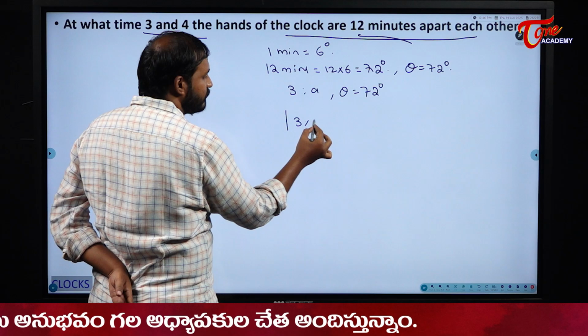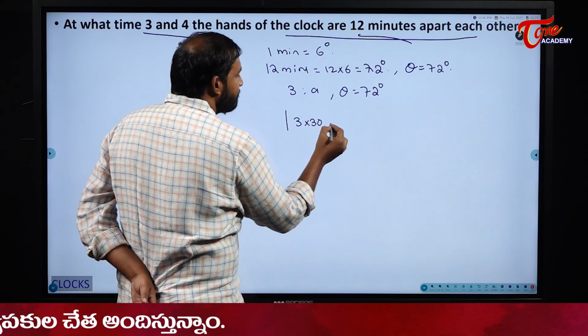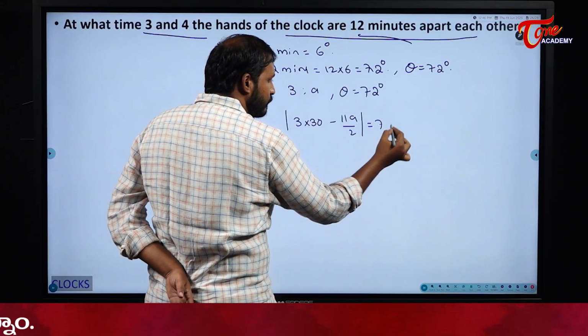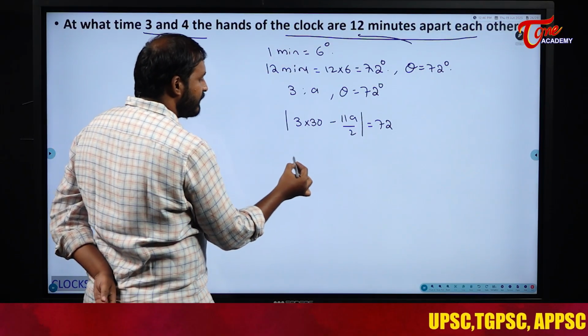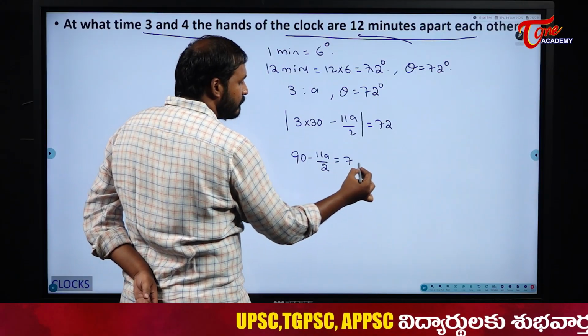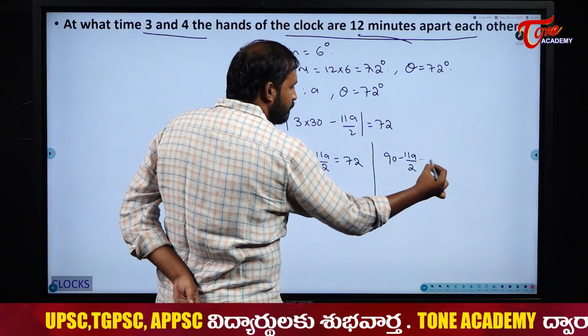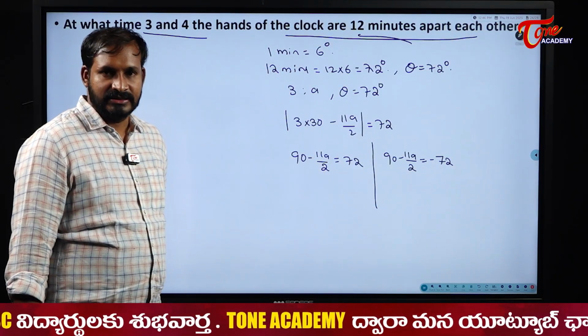Modulus of 3 into 30, because it is 3 o'clock, minus 11a by 2 is equal to 72, because theta is 72 degrees. Now, what will happen here? 90 minus 11a by 2 is equal to 72. And similarly, 90 minus 11a by 2 is equal to minus 72. We should consider both the things, both the times.